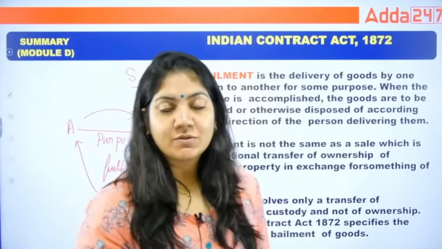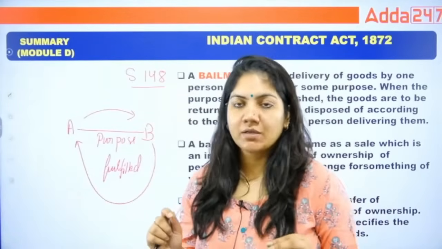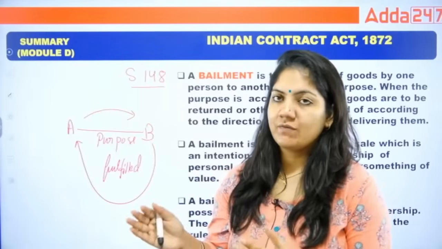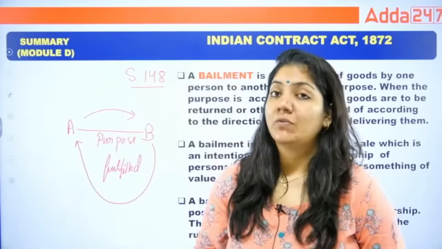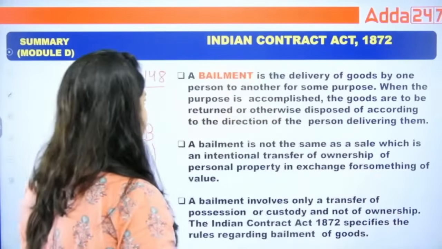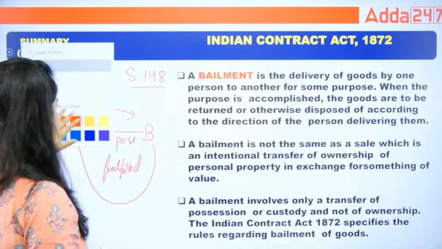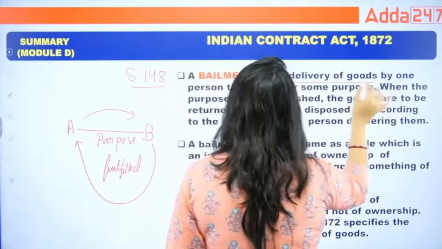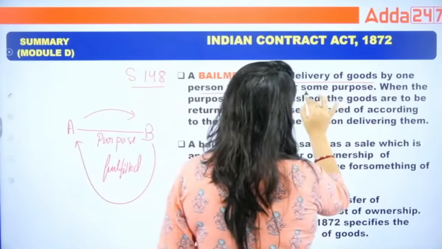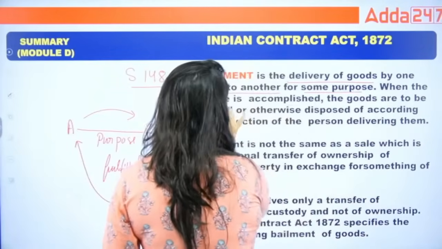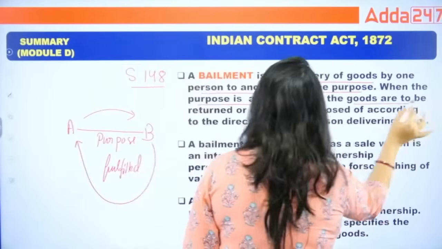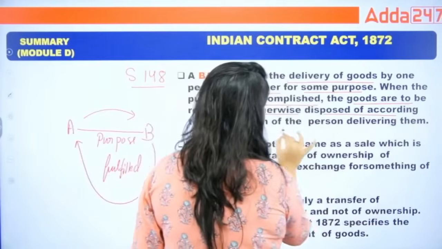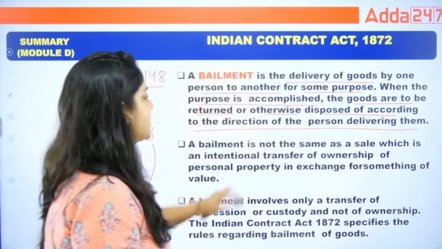The bailment. So bailment is basically, suppose we are giving our TV for repair, or giving our jewelry to the bank for safe custody. This is an example of bailment. According to section 148, bailment is the delivery of goods by one person to another for some purpose, and when the purpose is accomplished, the goods are to be returned or otherwise disposed of according to the direction of the person delivering them.